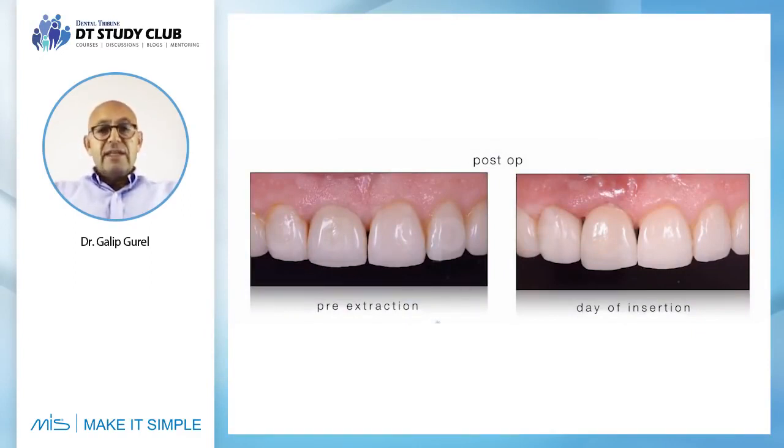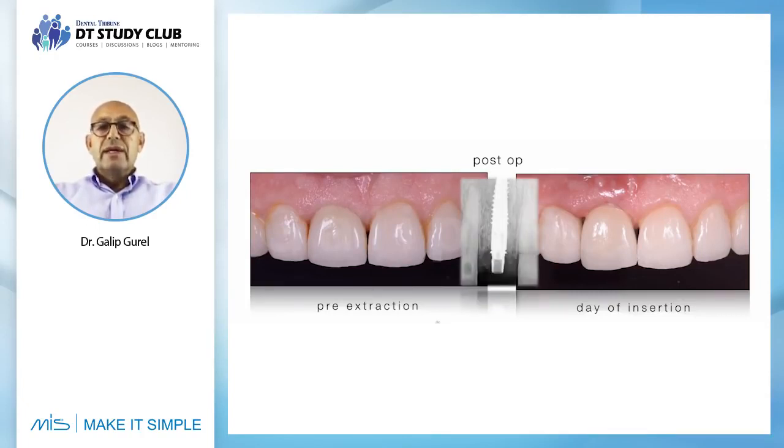So once this veneer is done, as you can see on the left side of the screen, this was pre-extraction when the patient first came to us. And on the right side, we see day of insertion. We still need the maturation of the soft tissues. And this is the implant with a Ti-base on top of that.